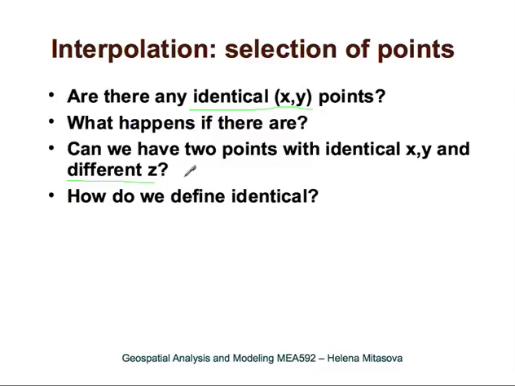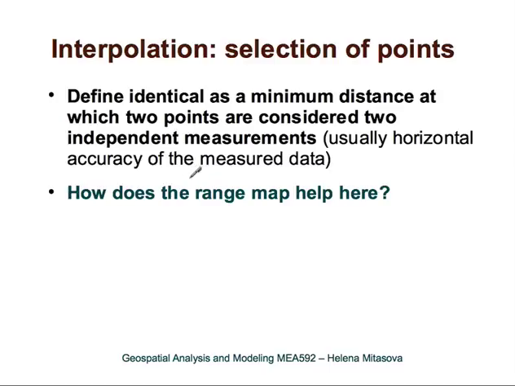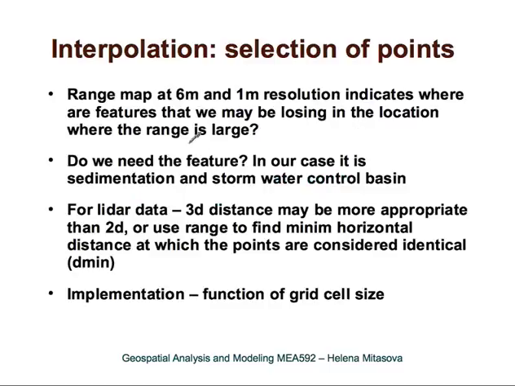So we need to define what we consider identical points, and we usually define it by selecting some minimum distance. And then we can eliminate those points that are close to each other. We either compute the average of those points, or we just select the minimum or maximum, or decide based on some other criteria. And the range map here is important because it allows us to decide what distance we can consider identical.